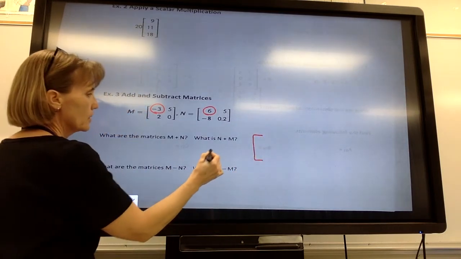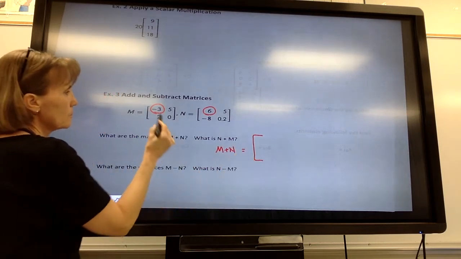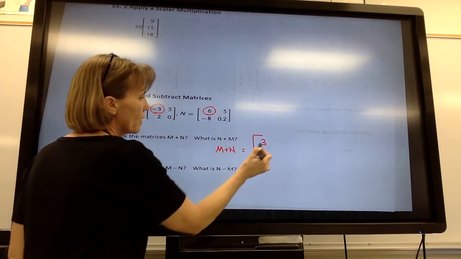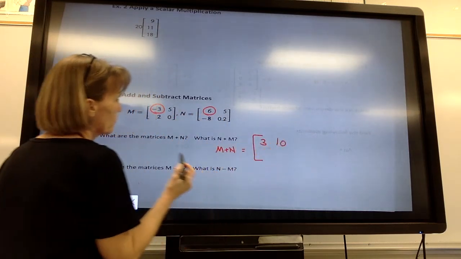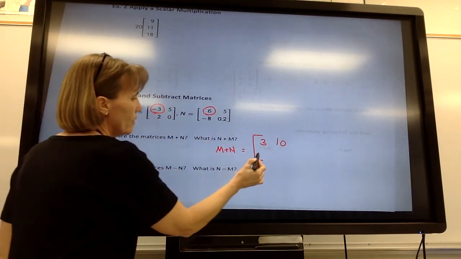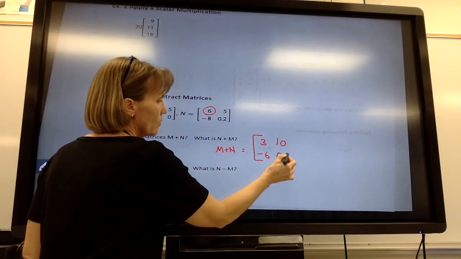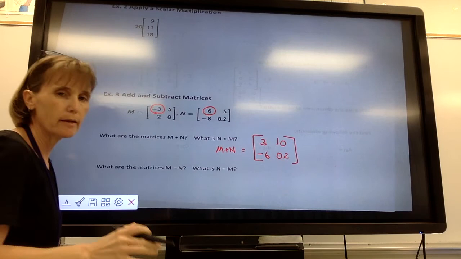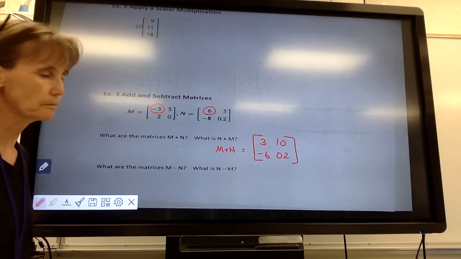So M plus N is going to equal negative 3 plus 6 would be a positive 3. 5 plus 5 would be 10. 2 plus negative 8 would be a negative 6. And 0 plus 2/10 would be 2/10. So you're just adding the elements that correspond to each other in the same positions.